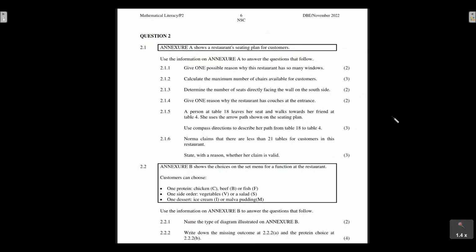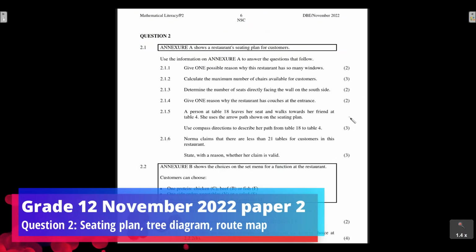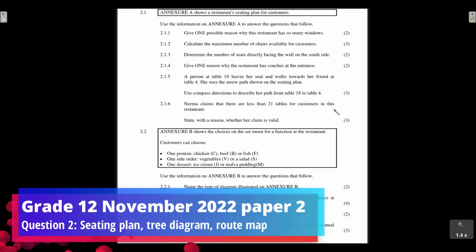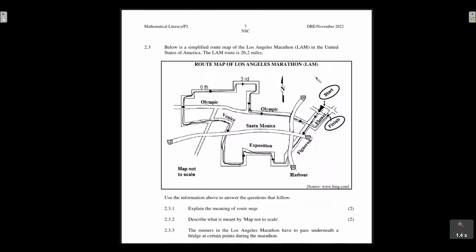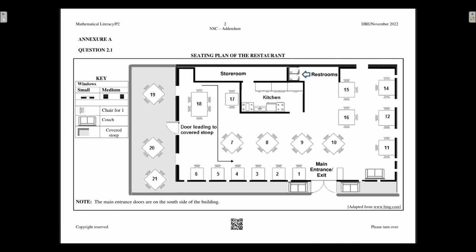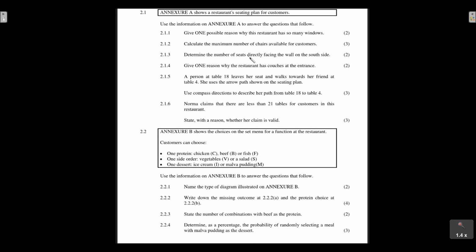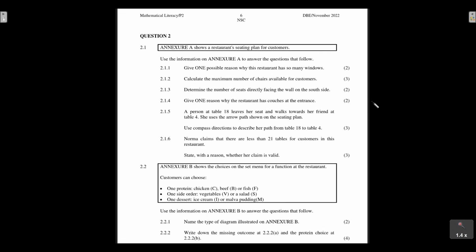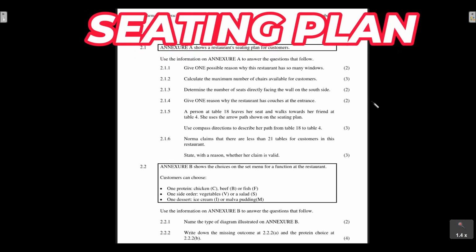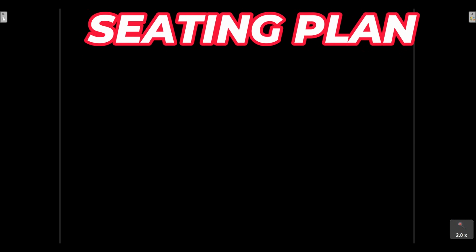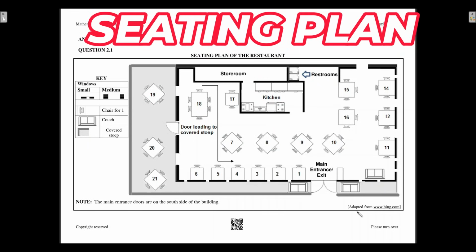On today's video tutorial, guys, we are going to be tackling question 2.1, question 2.2, as well as question 2.3. So in question 2.1, guys, we are basically going to be analyzing a floor plan that is given to us, right? And we're going to be using this floor plan to answer questions that are given to us, okay?